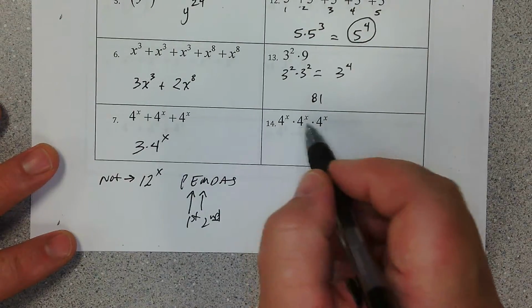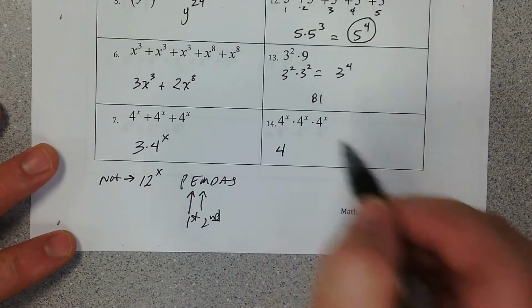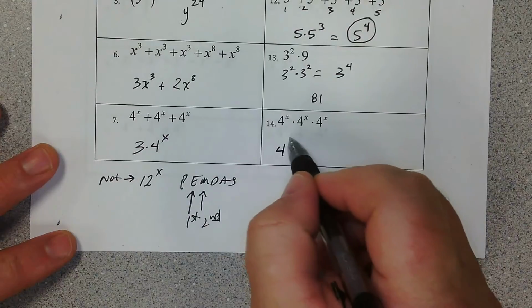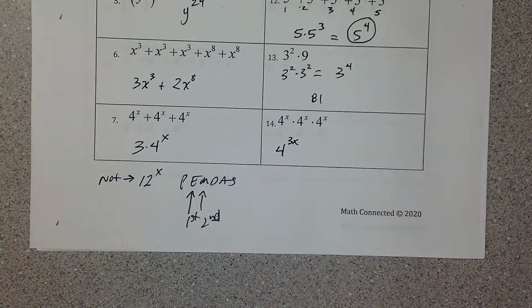Now here we have exponents that are being multiplied. So in that case, you add those exponents. So x plus x plus x is 3x.